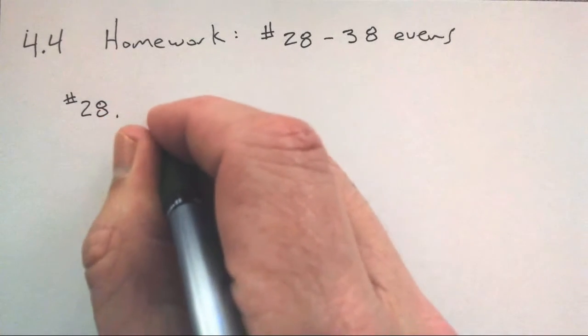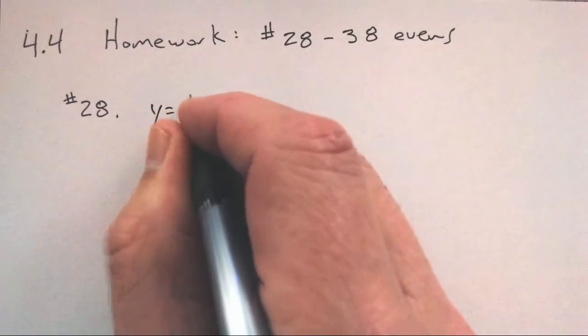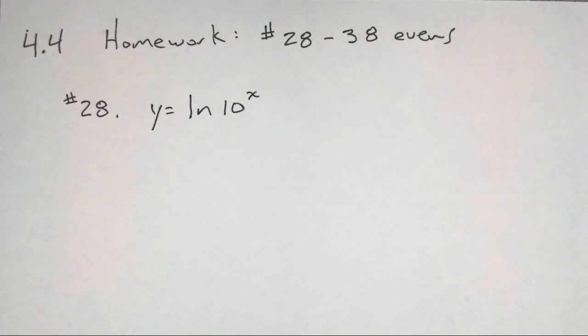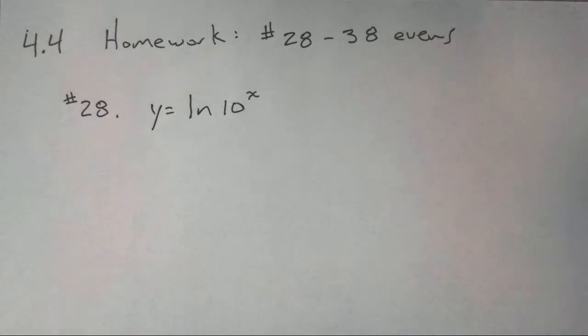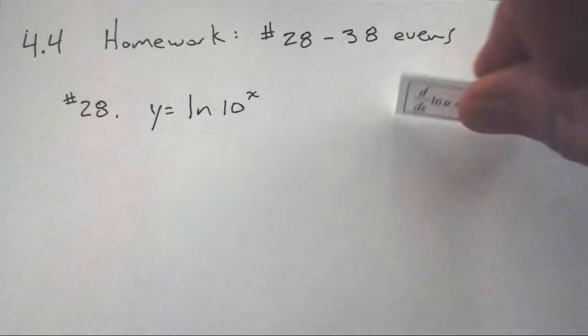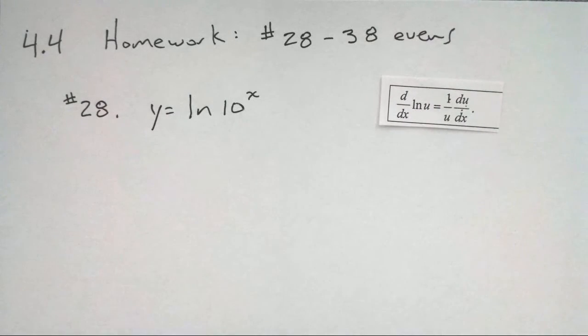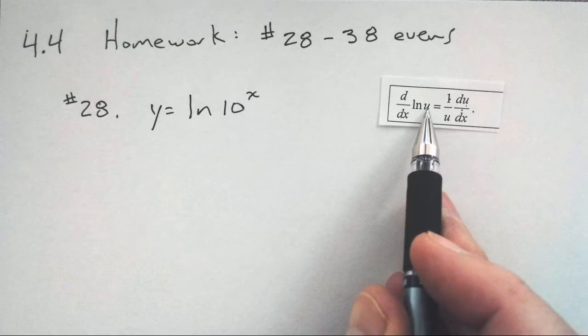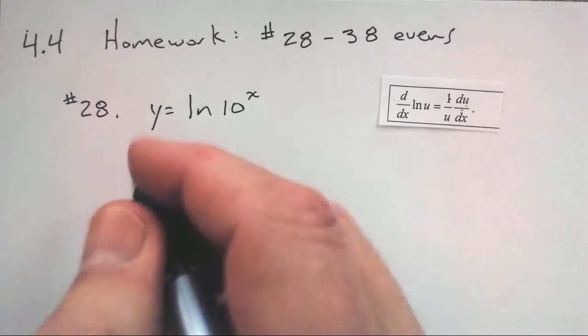Number 28, we are given y equals ln 10 to the x, and we are supposed to find the slope of this. So let's take a look. We've got a formula for when we have ln's, and it's a pretty good formula. We like this one. So we're going to work off of this, but we don't have ln of x here. We have ln of a function of x.